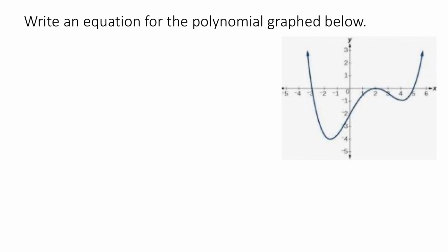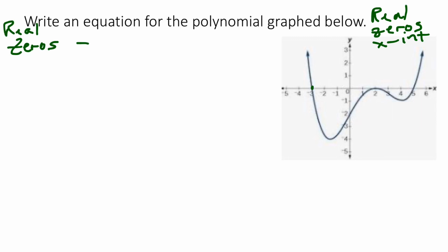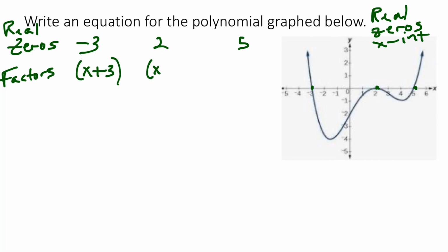Okay, here's another review problem. Let's find the real zeros on this one. Real zeros are x-intercepts. Here's one here at -3. So my real zeros are at -3, 2, 5. That means my factors associated with those zeros, opposite sign, are plus, minus, minus.